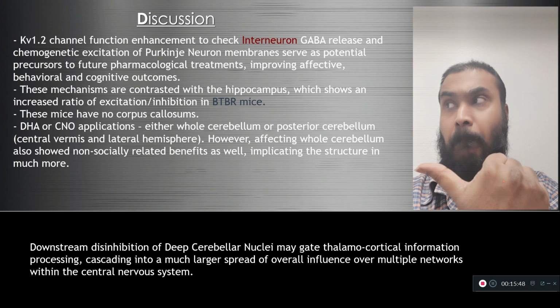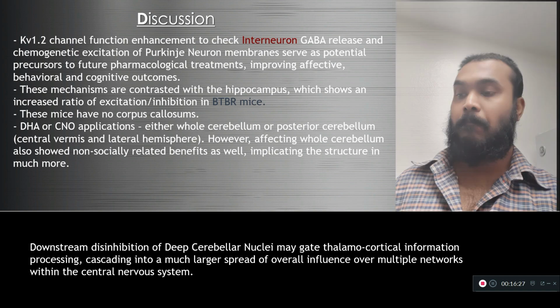They also discuss limitations, such as how these mice have no corpus callosum or how their cerebellums may have abnormalities that may not apply to mice as a whole, or the DHA and CNO applications. They talked about how, when the whole cerebellum was involved as opposed to just the posterior cerebellum, the rats seemed to show a lot of non-social benefits as well. So the cerebellum seems to be involved in a lot of different things. Downstream disinhibition of deep cerebellar nuclei may gate thalamocortical information processing, and that may affect a larger number of networks further downstream, from what they discussed in the discussion part of this paper.